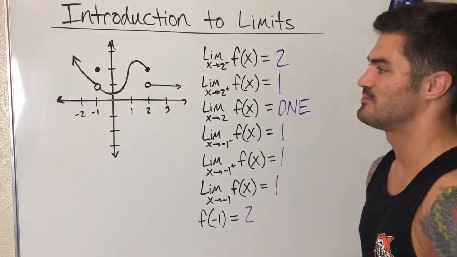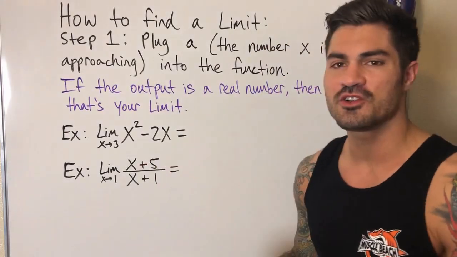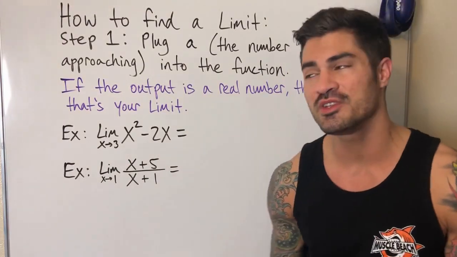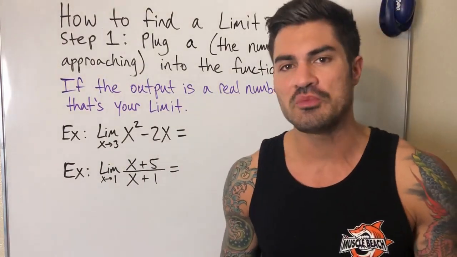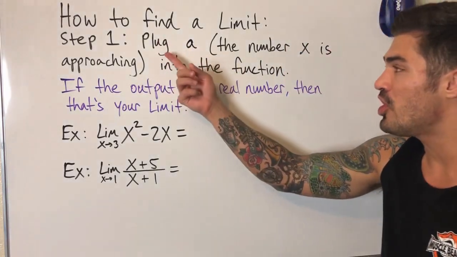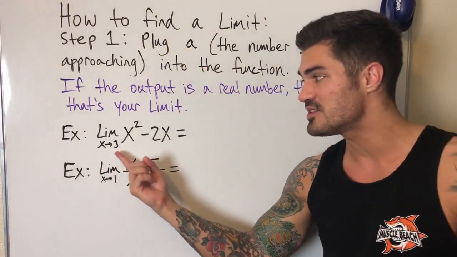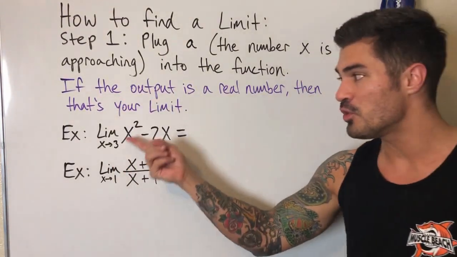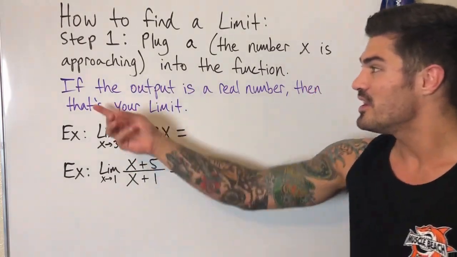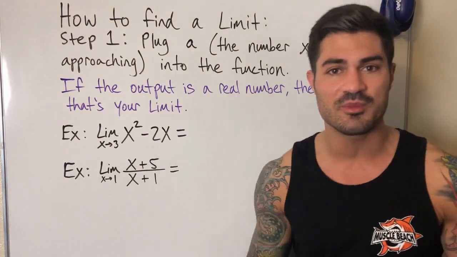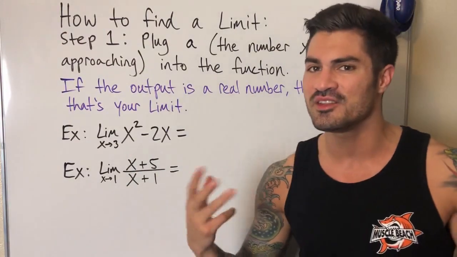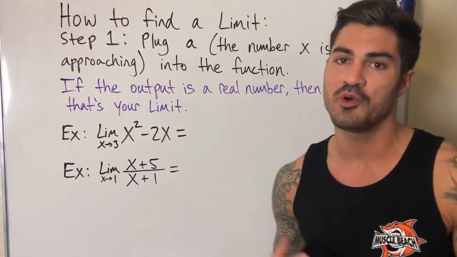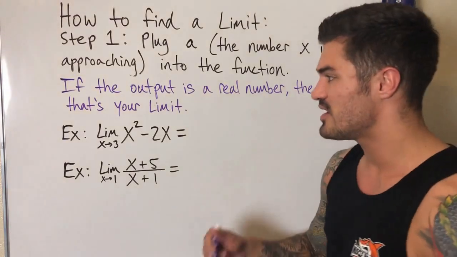Hopefully this makes sense. So if we're asked to find the limit of some function as x approaches some number, just like these examples, how do we do it? Well, this is the first and probably the most important step. We always plug a into the function. So the number that x is approaching, we plug that into the function. If the output, meaning whatever number we get out, is a real number, then that's your limit. It's that simple. I like to call these easy limits because it really is easy. If you know how to plug a number into a function, then you can find the limit of both these functions. Let's work out these examples and see why this works.